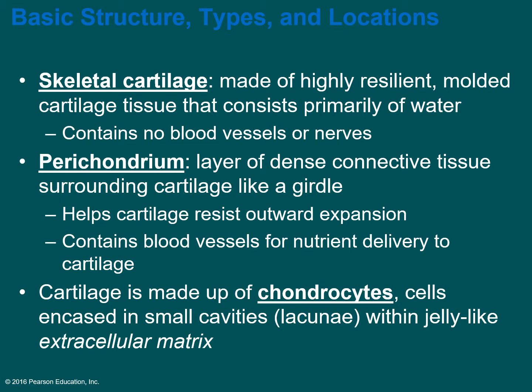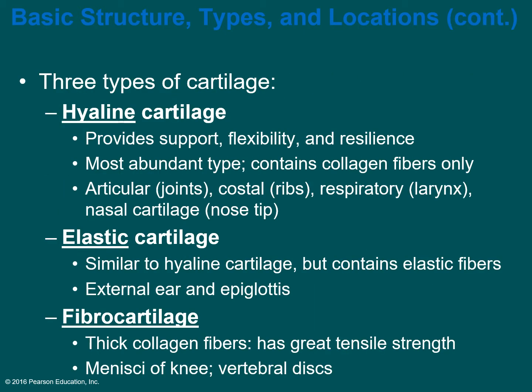Cartilage is made up of chondrocytes. These are cells that are encased in little cavities that we call the lacunae. And there's an extracellular matrix surrounding it. There are three types of cartilage: hyaline cartilage, elastic cartilage, and fibrocartilage.